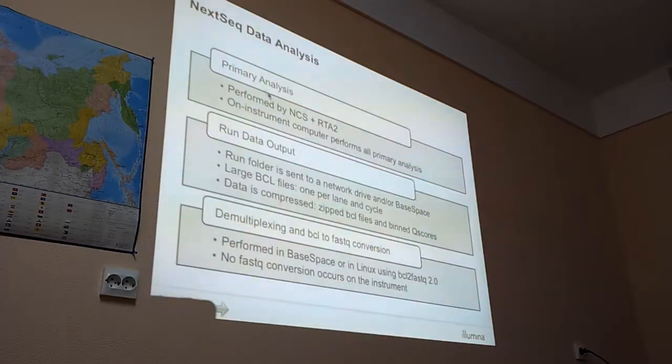Data analysis, so the primary analysis, I mean extracting intensity from images and then doing the base calling, happens directly on the machine, and this is done by NCS and RTA. So this is directly automatic. Then the output data. The raw output is BCL format, the standard format for Illumina systems. It is Illumina format.